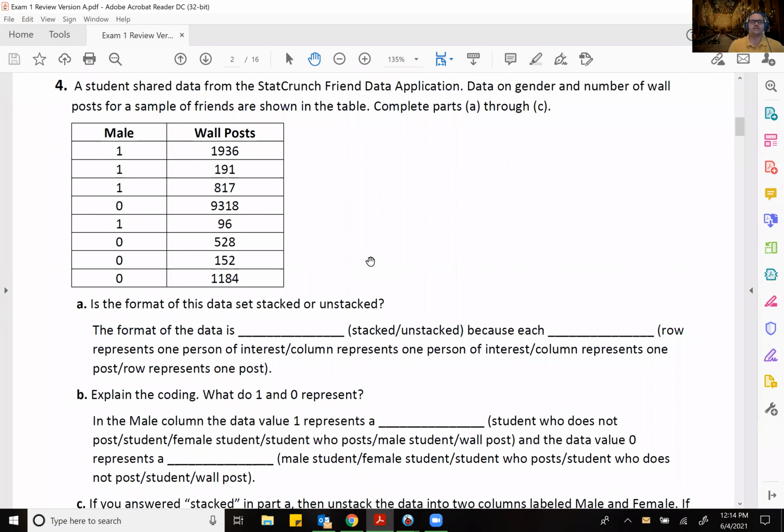Right here, it says a student shared data from the StatCrunch friend data application, data on gender and the number of wall posts for a sample of friends are shown. So they want to know first, is this data stacked or unstacked?